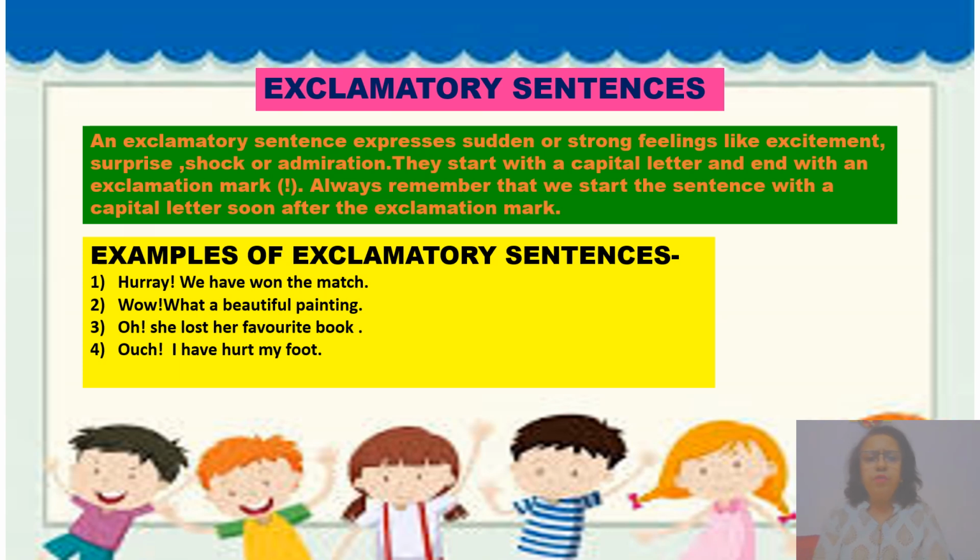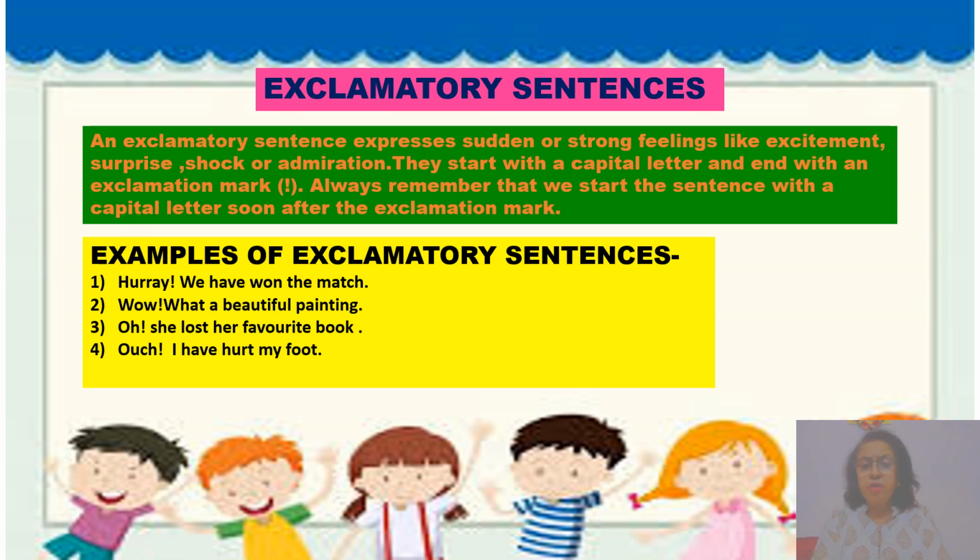Okay, now we move on to the last slide, that is the exclamatory sentences. An exclamatory sentence expresses sudden or strong feelings like excitement, surprise, shock, or admiration. Now, what are these feelings, children? These feelings are when you are very happy, very excited, very enthusiastic. Then at times you are very surprised about certain things.